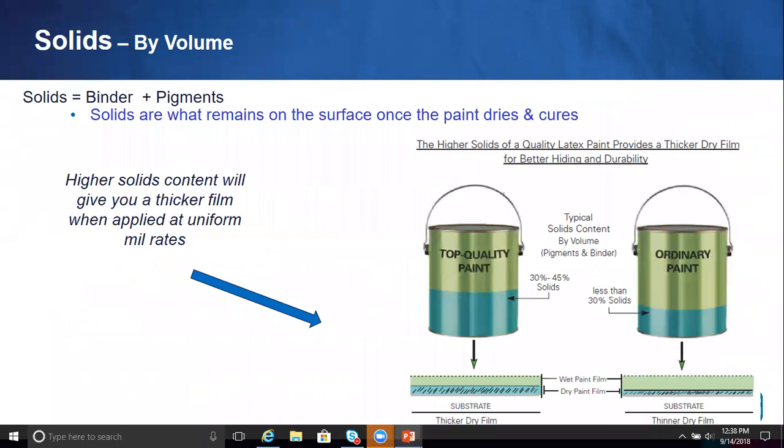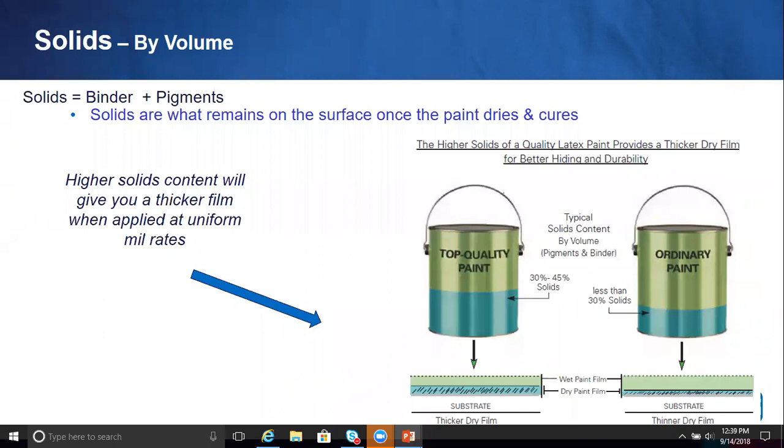So solids by volume is probably one of the most used bits of information that we have on data sheets. A lot of people try to look at the solids by volume to see how good the quality of a product is when you're comparing apples to apples. So what solids by volume is, it's equal to the binder plus the pigments. Once the solvent evaporates, solids are what remains on the surface once the paint dries and cures.